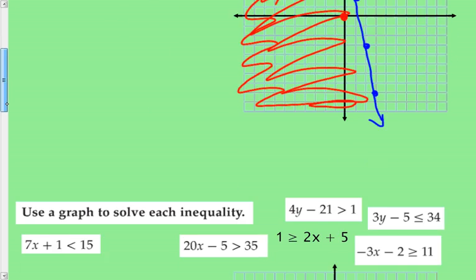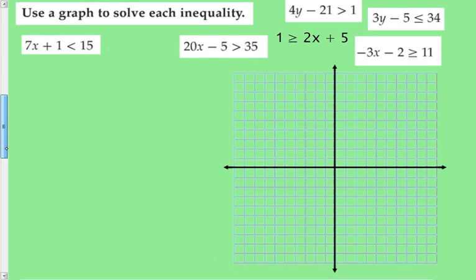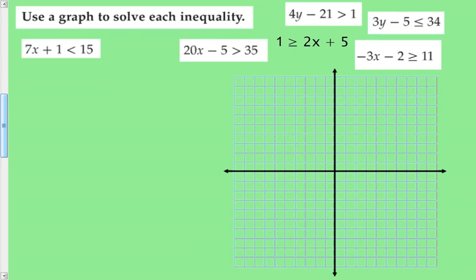Let's go on to the next section now. Sometimes you're going to have them where they only have one variable, like just a y or just an x. In this situation, you're going to solve for x. So we'll subtract 1 from both sides. You'll be left with 7x is less than 14. Divide by your 7, you get x is less than 2.